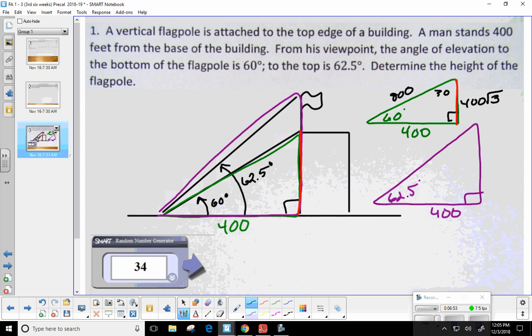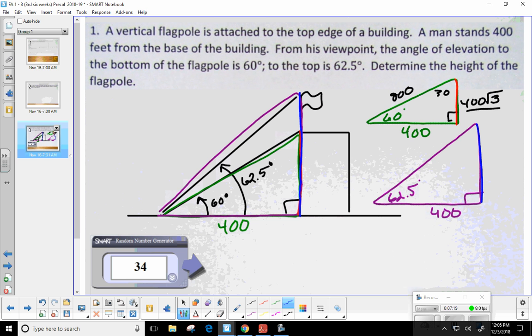Okay, so we have the height of the building. We'll approximate that in just a second: 400 square root of 3. So for this one right here, let me use another color. Let's use blue. What would the height of this triangle be? It's the height of the building plus the flagpole. Well, if I had these two heights, what can I do? If I just subtracted the 2, that difference has to be how tall the flagpole is.